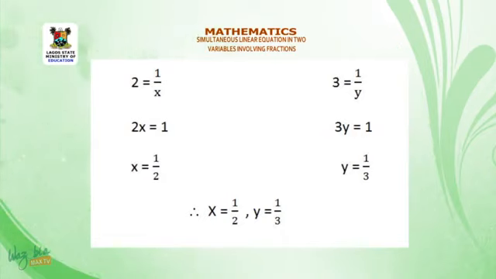And Q is equal to 1 over y. 3 is equal to 1 over y. 3y is equal to 1. Y is equal to 1 over 3. Therefore, x is equal to 1 over 2. Y is equal to 1 over 3.